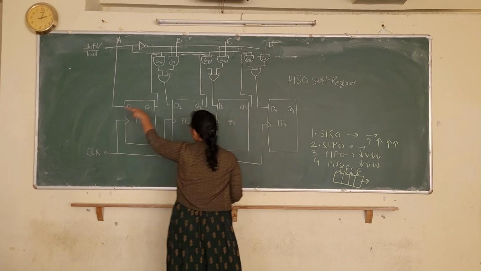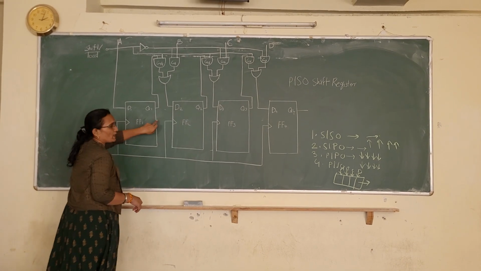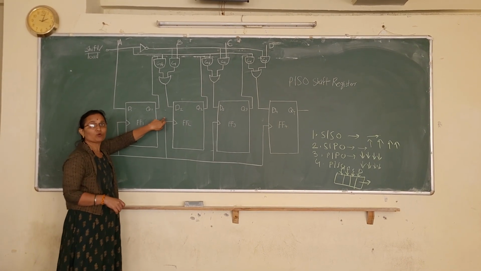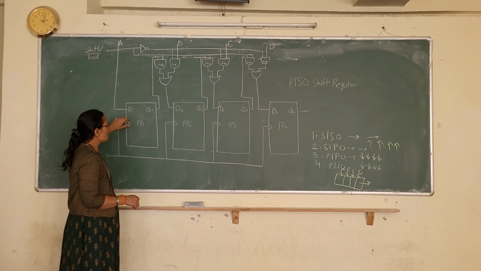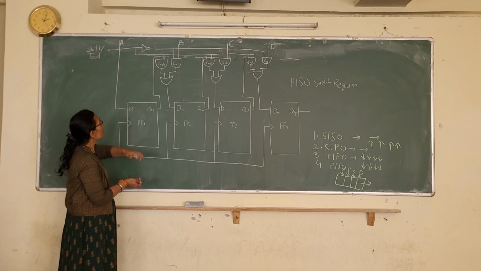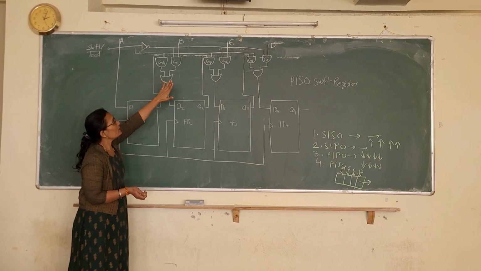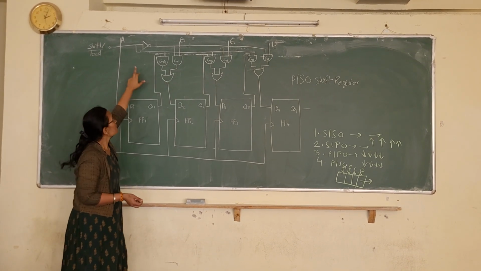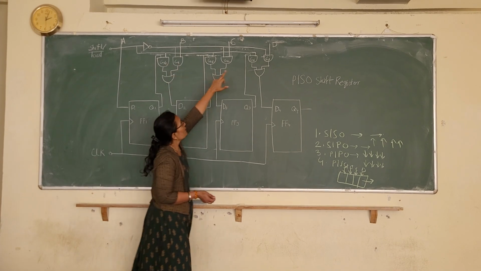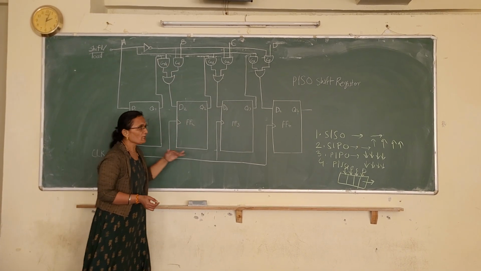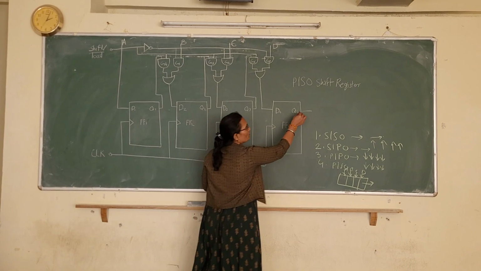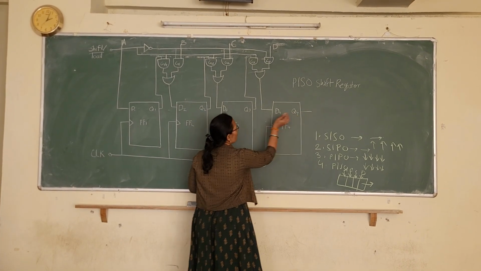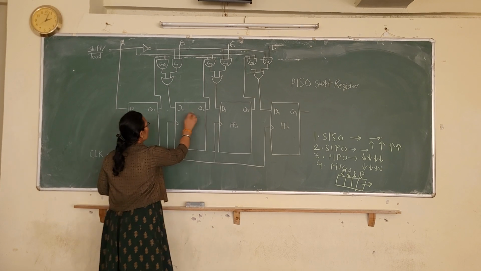So this is a diagram of your parallel in serial out shift register. A 4-bit parallel in serial out shift register. So here 4 bits, you know. Here A, B, C, D are your parallel inputs, and this data is to be serially out from this flip-flop Q4, and Q4, Q3, Q2 and Q1.